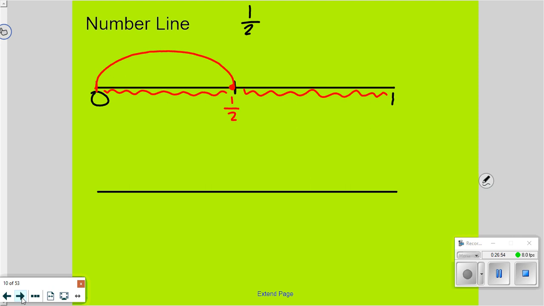Bryson, I'm doing a whole lot of writing for you to be doing nothing. Number lines can be tricky, so if you're still a little confused today, that is okay. You're going to spend a lot of time working with them.